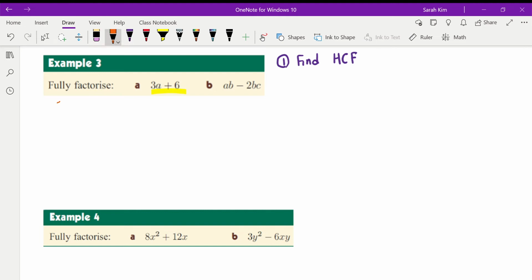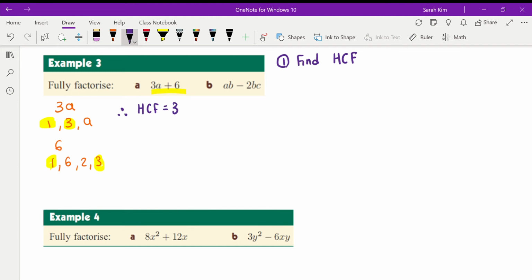So with 3a, what are the factors? Well, I've got 1 times 3, and I've also got a. For 6, I've got 1 times 6, and then 2 times 3. Now all I need to do is find the highest common factor. First of all, these are the common factors. There we go. Therefore, my highest common factor would be 3.